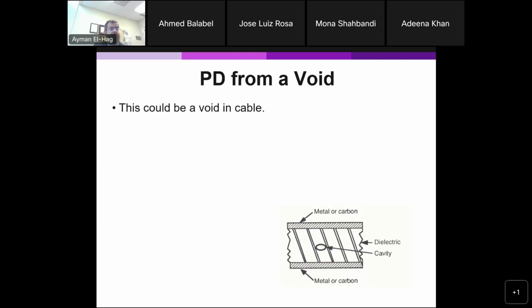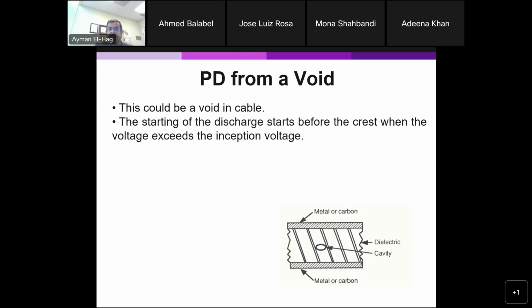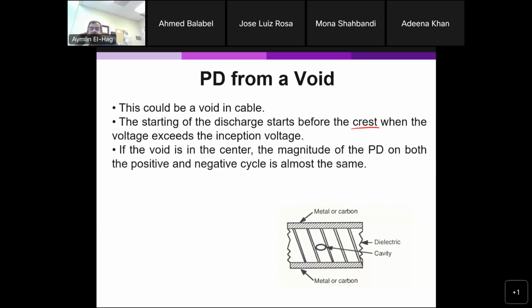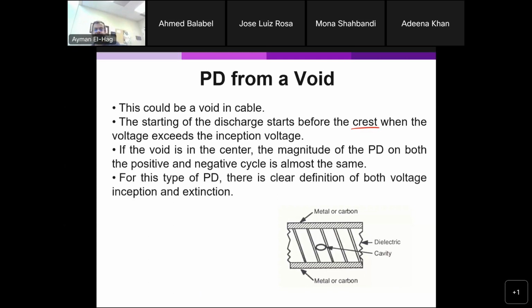Then this is when we have a void. Now, when you have a void here, and let's assume it is in the middle, and this void is inside the cable, then the discharge will start before the crest, before the peak of the voltage, once it exceeds the inception voltage. And then if the void was in the center, you will see that the partial discharge in the positive cycle and the negative cycle are happening almost the same. So you see a sort of more symmetric pattern.